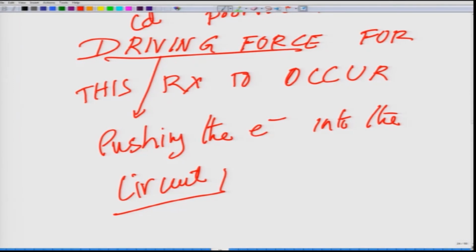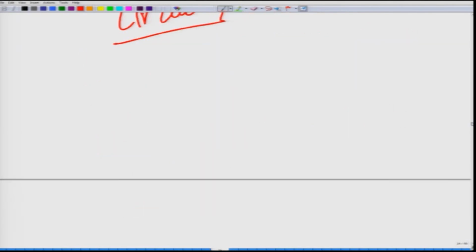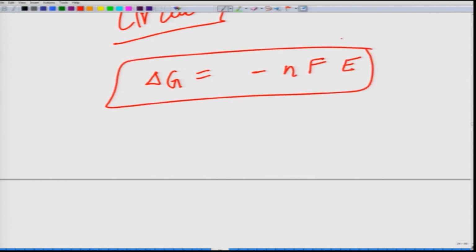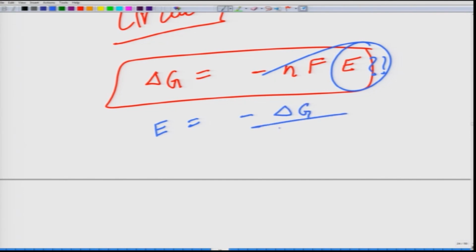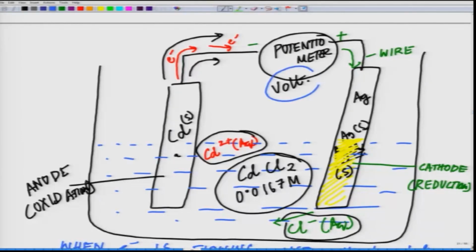Now if you remember the formula I taught you earlier, could you calculate the voltage? The formula was delta G is equal to minus nFE, where E was the voltage. So what we have to figure out is the E, right? E is your unknown parameter. So E is equal to minus delta G upon nF. Now if I plug in the values, you will see what the voltage is.